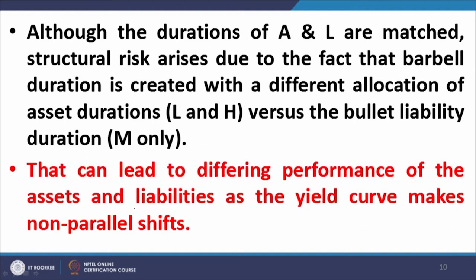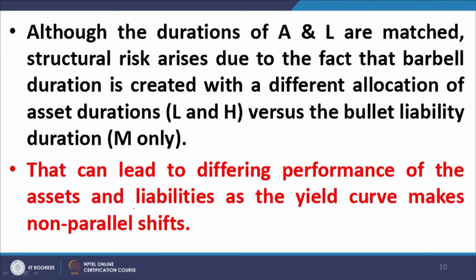Although the durations of assets and liabilities are matched, structural risk arises from the fact that barbell duration is created with a different allocation of asset durations L and H versus the bullet liability duration, that is M only. Because in the case of the barbell strategy, we are having two instruments, two bonds, to implement the strategy. There may not be exact synergy between the impact of the movements on the prices of the bullet portfolio and the barbell portfolio. Because the barbell durations and convexities are created out of two assets, whereas the bullet is created by a single asset, and the assets obviously do not match.